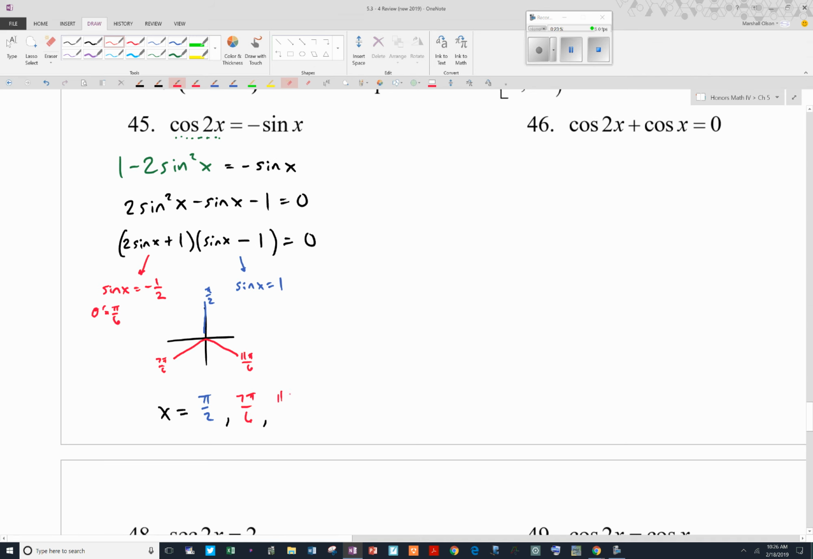Okay, so this is it. We're done. We don't have to do anything further with this problem. These would be our 3 solutions in one trip around the unit circle, one trip from 0 to 2 pi.